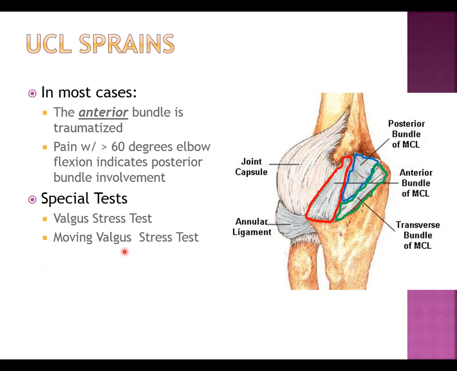In most cases, we're going to deal with the anterior bundle. That's because it's taut throughout the entire range of motion. So it is the strongest, but it's also the most susceptible to injury. If we have pain and we find they have pain with more than 60 degrees of flexion, then your posterior bundle can be involved. We generally don't have much trauma at all to the transverse or oblique bundle because it doesn't connect to the humerus.